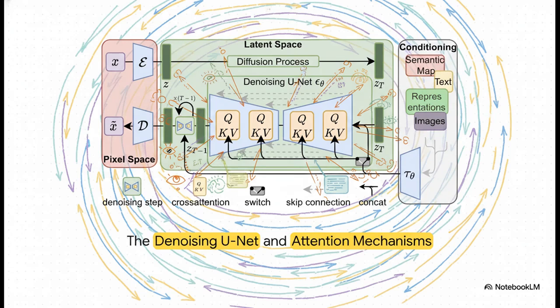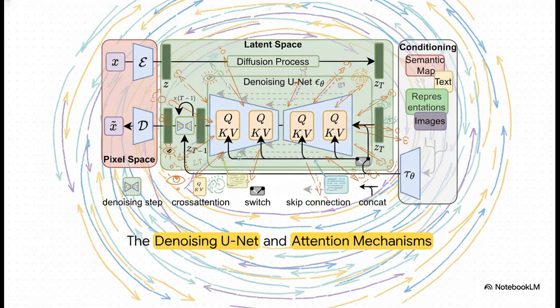Let's zoom in just a bit more on that denoising unit sitting right inside the green latent space. Do you see those little yellow blocks labeled Q, K, and V? Those are the cross-attention components. It's essentially a filing system. The Q stands for queries, which is basically the AI asking, hey, what features do I actually need here? And the K and V are the keys and values from your text prompt.